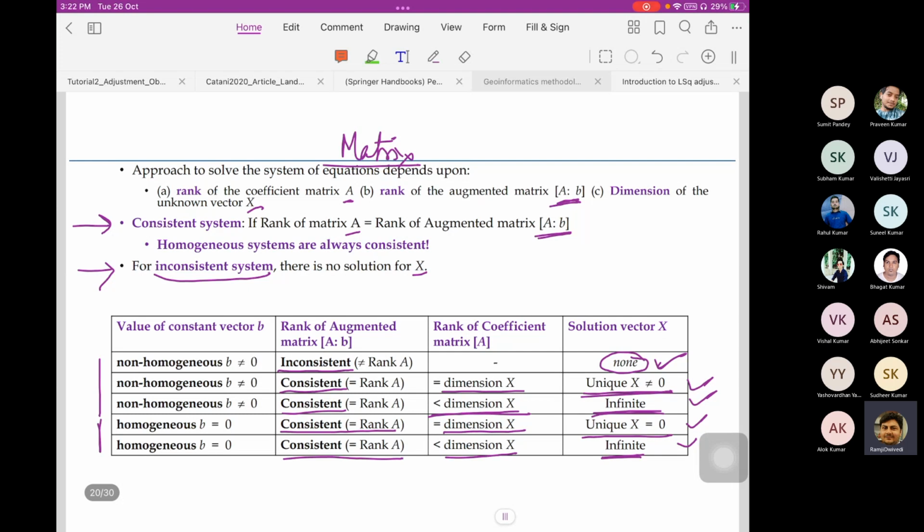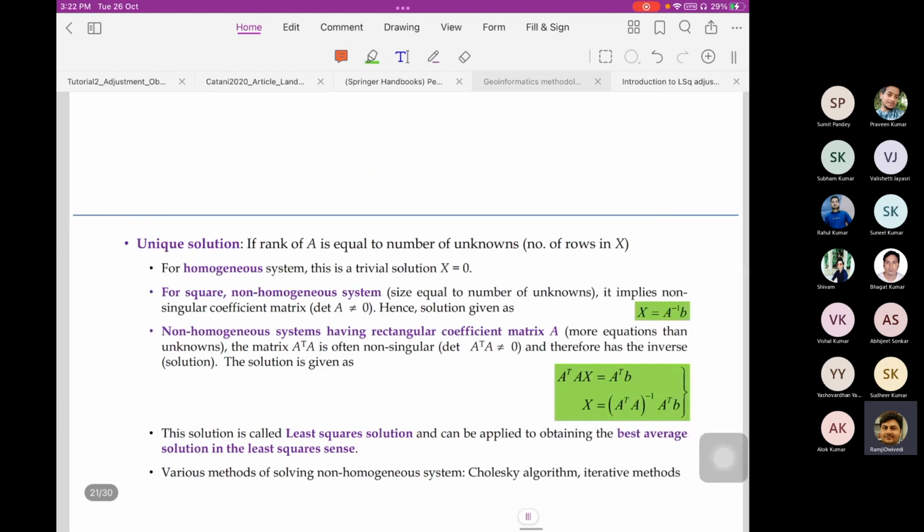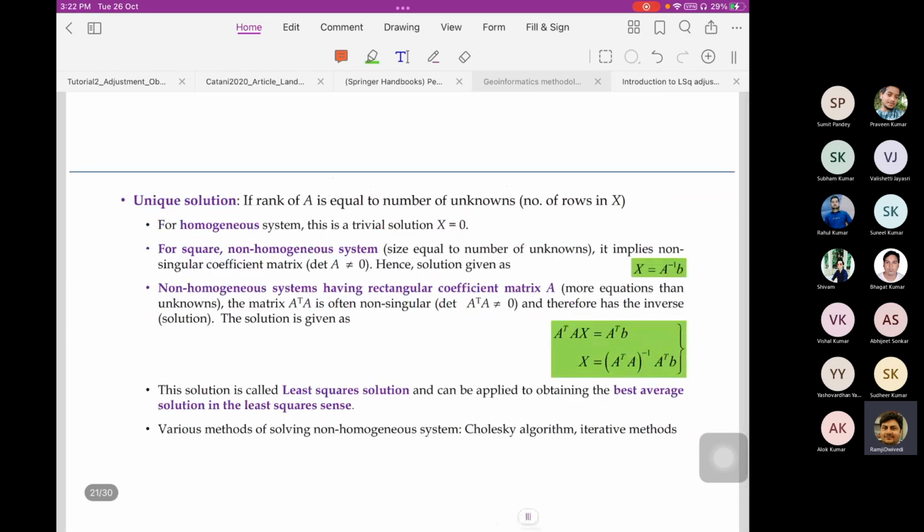So with this, yes, there is one more point about the uniqueness of the solution. That is, if the rank of A is equal to the number of unknowns, that is the number of linearly independent rows.